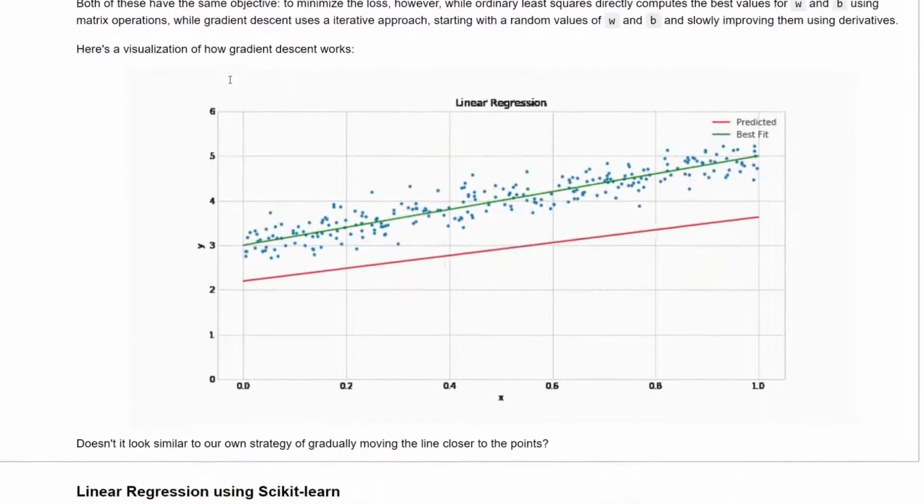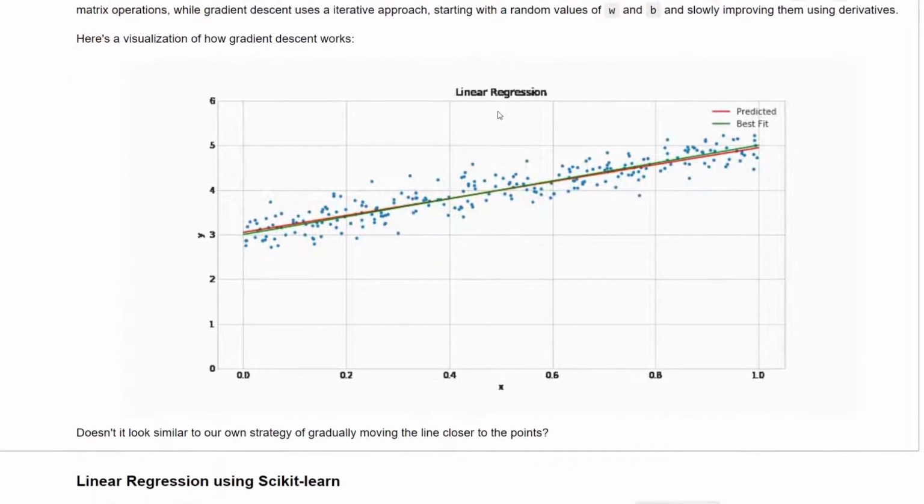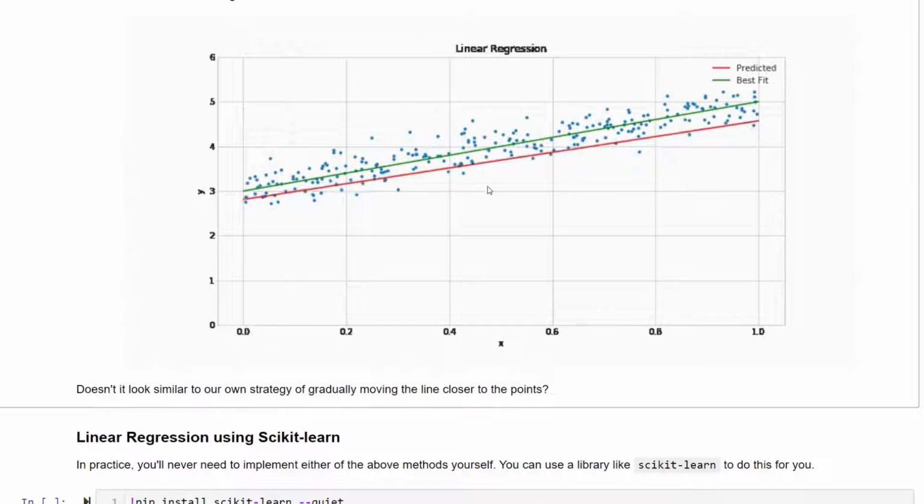Here is a visualization of how gradient descent works. So actually, the green line indicates the perfect model fit, and the red line indicates our estimated line, the predicted one. Okay, with the linear regression model, we had altered W and B manually. Now we will hand over the job to the linear regression model. Okay, so in this picture you can clearly observe that it is able to modify the values of W and B.